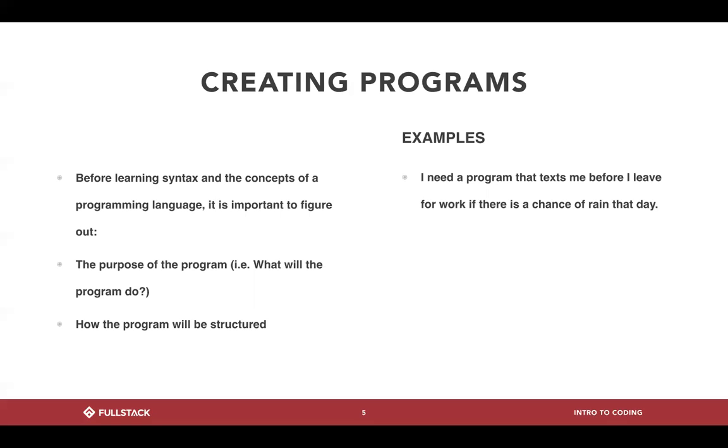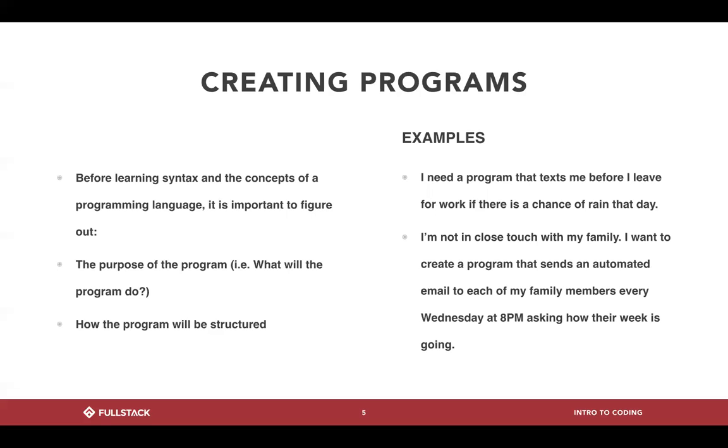We've got a couple examples here. First program: somebody comes up and says, hey, I need a program that texts me before I leave for work if there's a chance of a rainy day. So we've kind of got a when, where, why. We need something that looks to see if there is a rainy day. If it's going to be a rainy day, then it will fire off a text to a specific person, and it does that at a specific time, right before I leave for work.